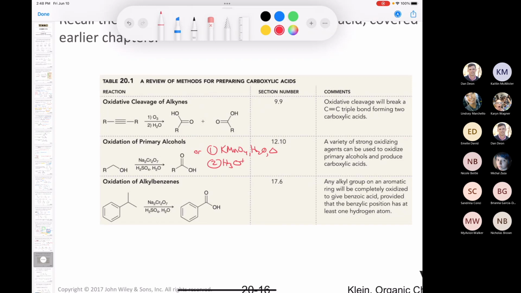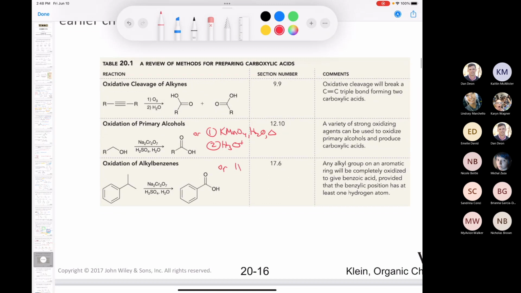And then we talked about benzylic oxidation. So benzylic oxidation, the same thing, you could use the potassium permanganate to do that oxidation as well. So those are some of the ways that we learned.